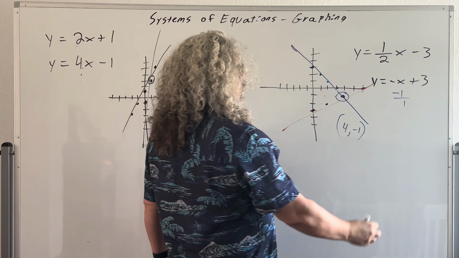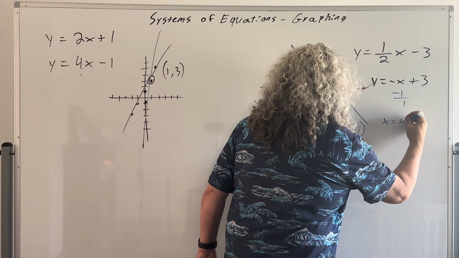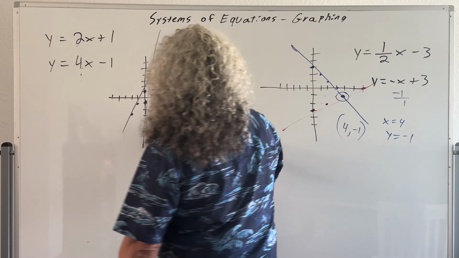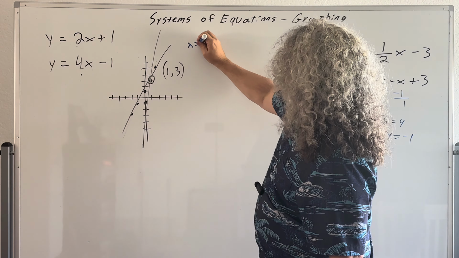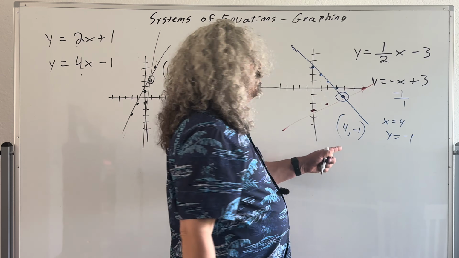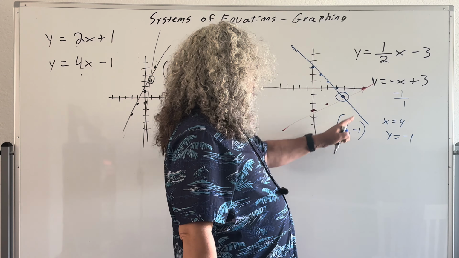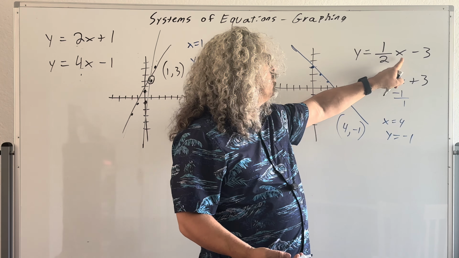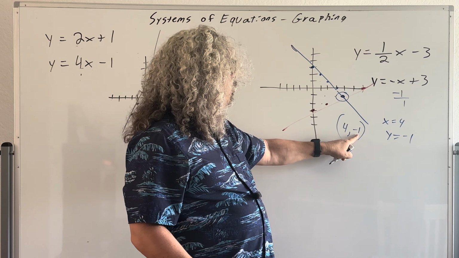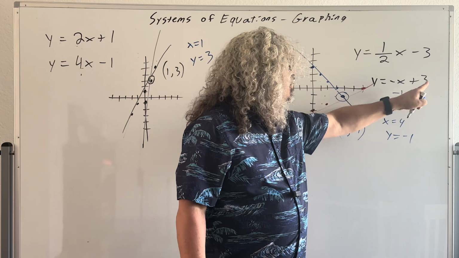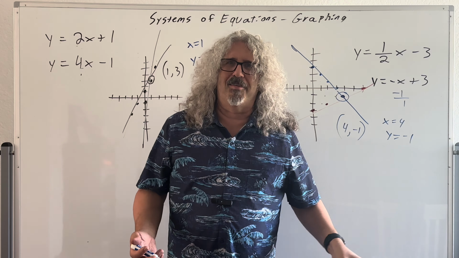If you want to check it, my answer here is x equals 4, y equals negative 1. I should have written that here. What's my real answer for the last one? x equals 1, y equals 3. Okay? But over here, you can always double check these. If I plug 4 in here, well, what's 1/2 of 4? It's 2. What's 2 minus 3? Negative 1. Plug 4 in here. What's negative 4 plus a positive 3? And the answer is negative 1, and that's how we solve it.